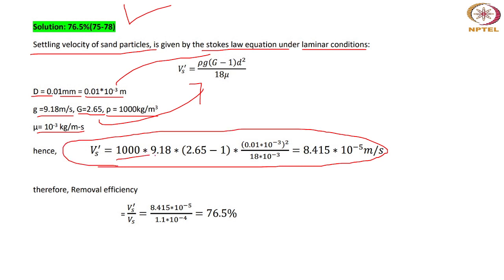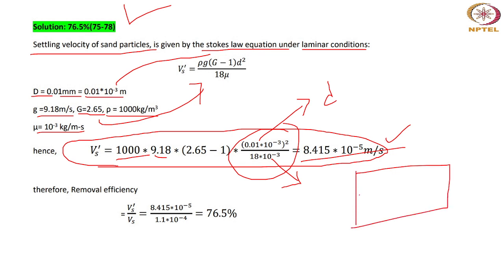Just put the values in this equation: 1000 multiplied by 9.8, multiplied by 2.65 minus 1. So this is my mu, and this is my D. I'm getting 8.415 into 10 to the power minus 5 meter per second. This is the actual settling velocity of that particle with respect to the Stokes law.